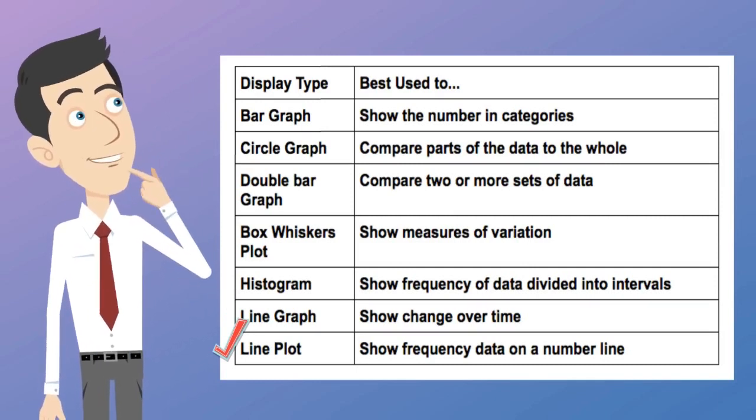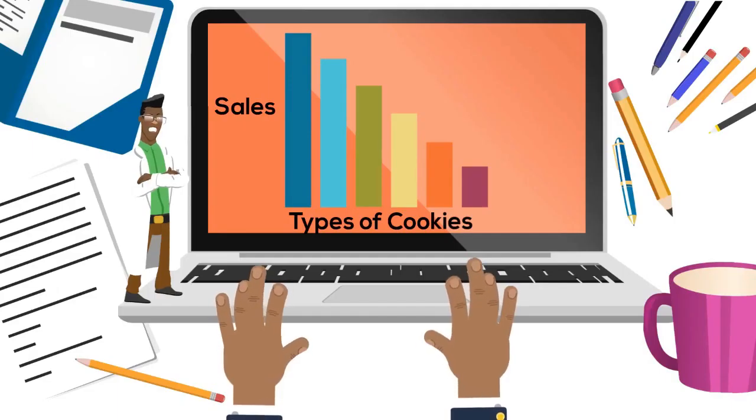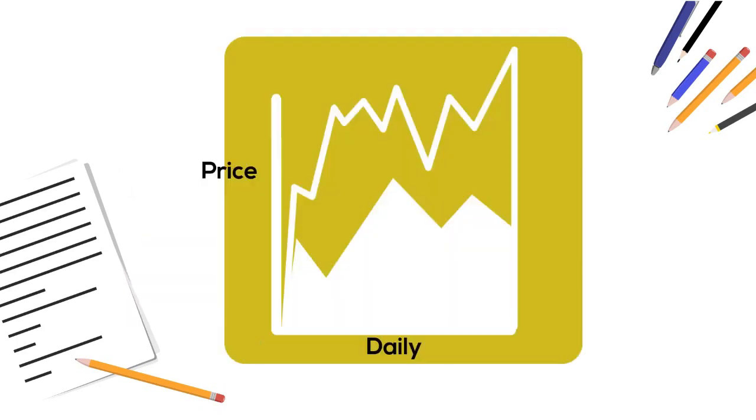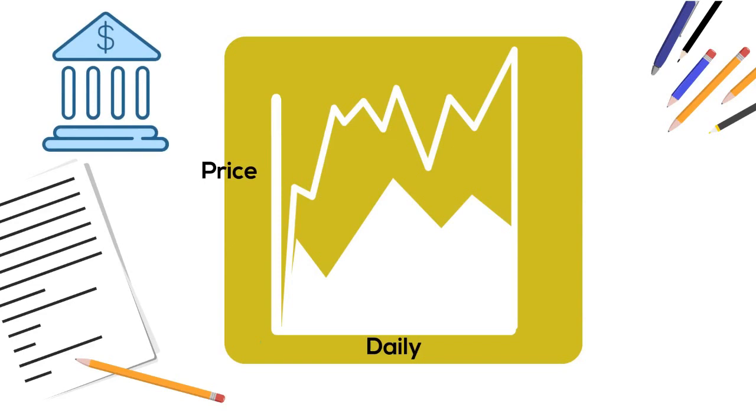So let's look at particular examples. Up first is the bar graph. Notice in this particular example, you have types of cookies and cells, so you have categories. Next, we have a line graph, and line graphs are famous for showing data over time. For example, the stock market uses the price of stock over time, and it can be daily or monthly.